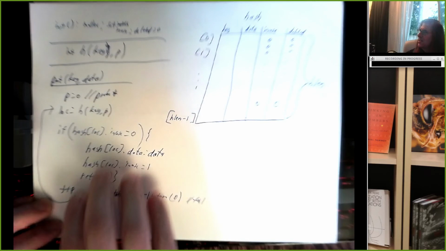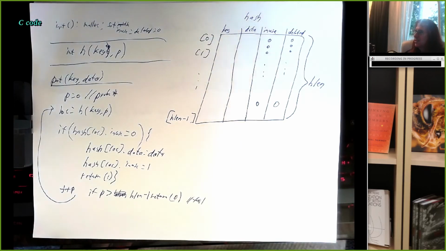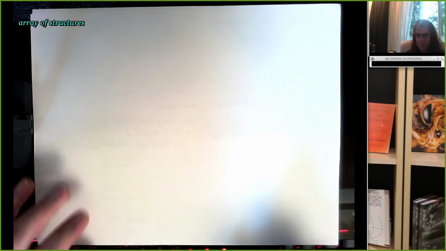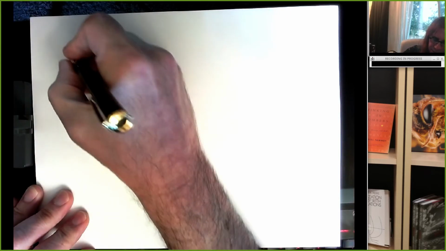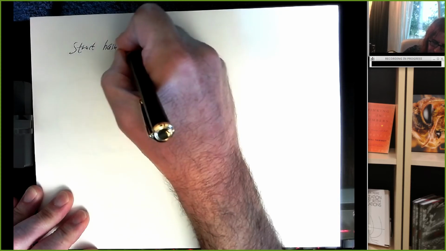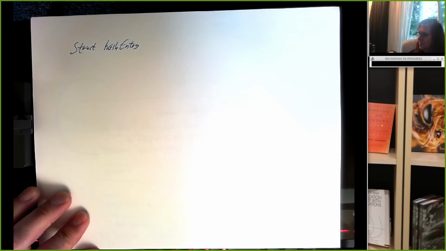All right, so to actually code this is just a bunch of legwork, right? So we could make an array of structures. So what might our hash table look like? Let's make a structure called a hash entry.